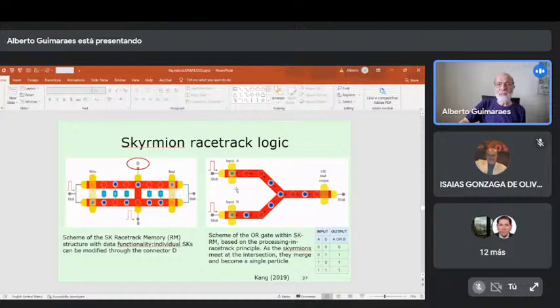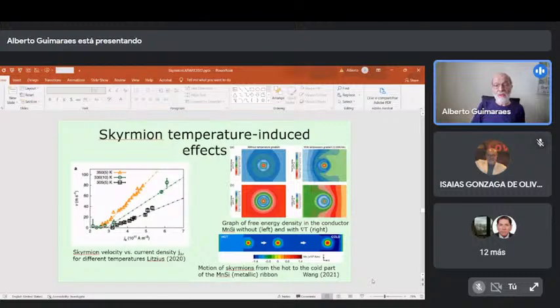Another interesting aspect is this racetrack where one has skyrmions coming. It's a logic gate. When one has skyrmions coming from both sides, they merge here and produce one single skyrmion there. So with one skyrmion or one skyrmion here, there is one output. So this is an OR gate that uses the fact that they merge, using the flexibility of the skyrmions in this respect. The skyrmions also behave differently under different temperatures. Here we show the velocity of the skyrmions versus current density, measured for different temperatures.